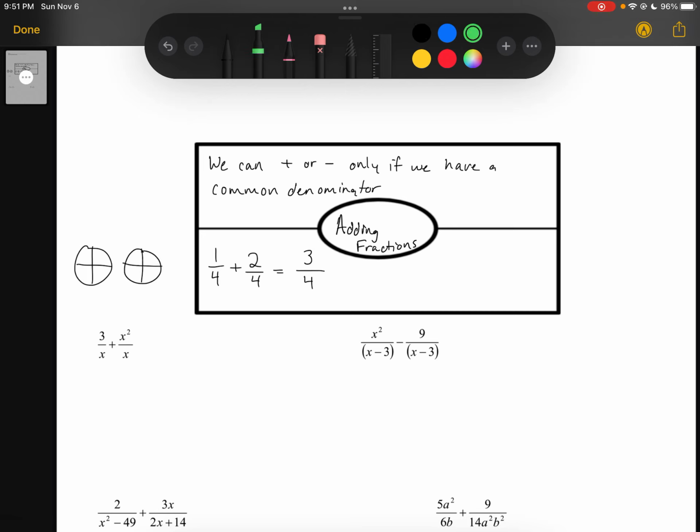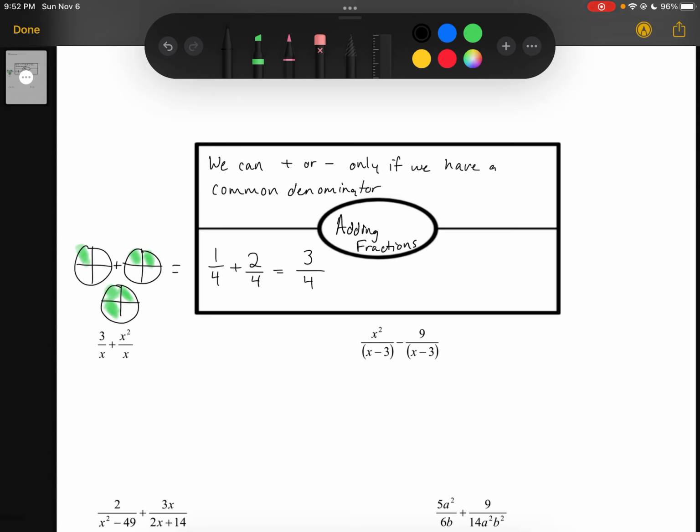This is our pizza example, so we have pizzas that are cut into fourths. We have one slice, and then we have two slices. So the total amount of slices that we have, if we put everything together, we're combining our leftovers into a single box, is 1, 2, 3 slices, or 3 out of the 4. So it's basically saying, put this together, we get this.